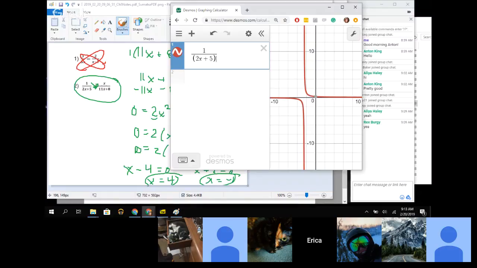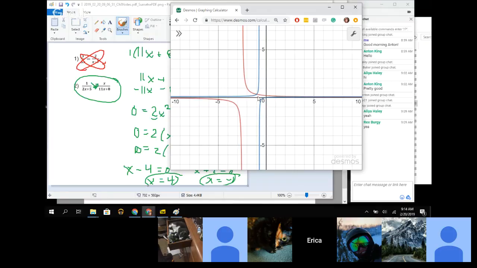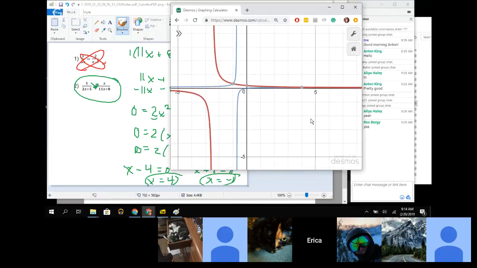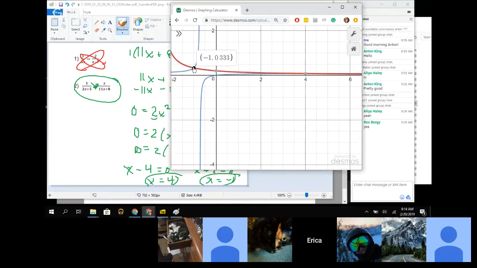So the red is my left side of my equation. The blue is going to be the right side of my equation. Okay. And if I look at my graph and I see where they intersect, I see that they intersect when x equals -1, and they also intersect when x equals 4. If I zoom in a little, you'll be able to see better where they actually intersect. x equals -1 and x equals 4.